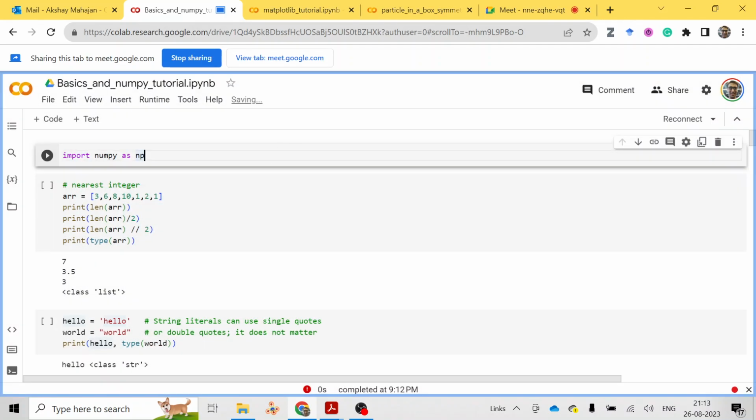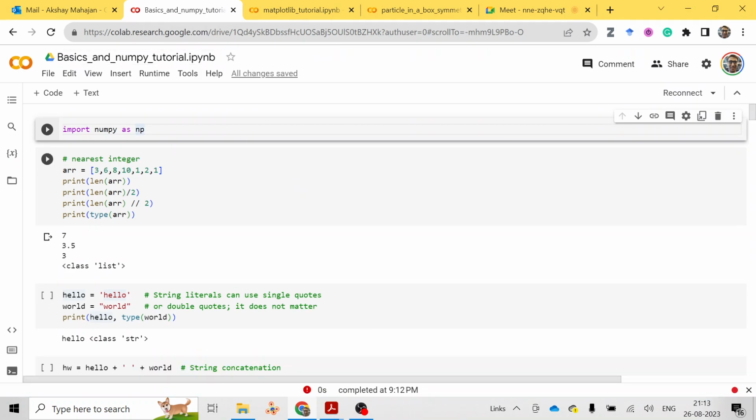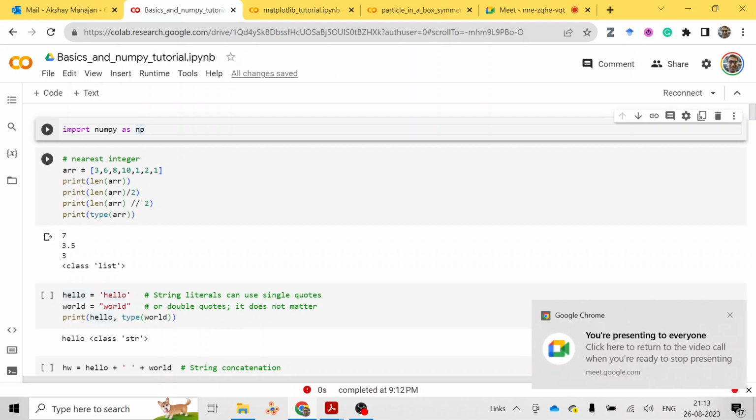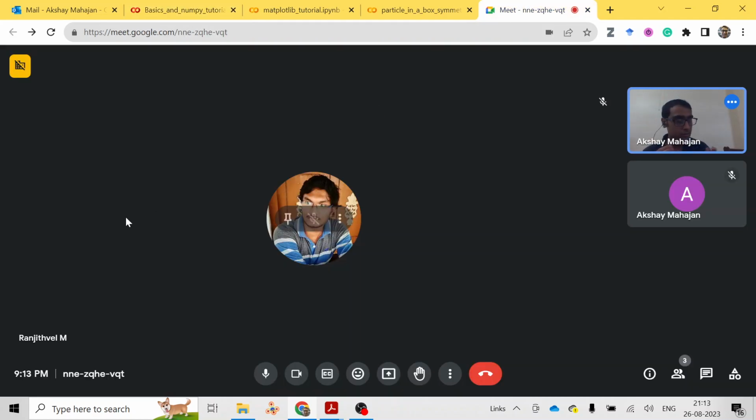Okay, the session is already too long, so I guess I have to stop it. Unfortunately the time is extended already. It is 9:13 p.m. so I couldn't go to the coding part in this session.